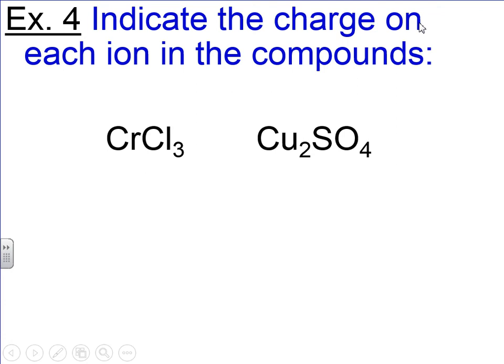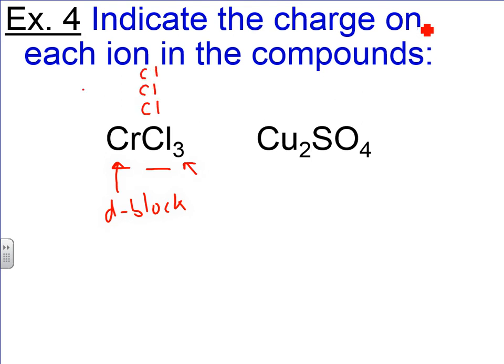Now the first compound shows chromium teamed up with chlorine. If you take a look at chromium, chromium comes from the D block. Now in the D block we have more than one type of ion possible. So what we have to do is find out what this chromium is. Now we're going to do it from the chlorine. Since we have 3 chlorines here, I've got 3 chlorines that are balancing out 1 chromium. Now chlorine does not come from the D block, and I know that chlorine, coming from the P block, has a -1 charge because it is in group 17.